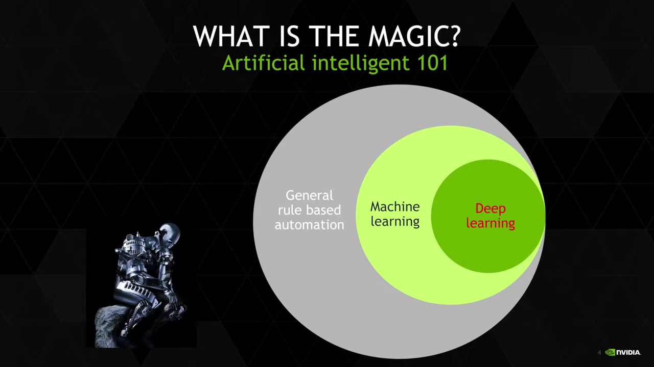On the biggest circle outside, we have this general way of doing work that we are all used to. And within it, there's this machine learning way of doing things. And within that, there's a deep learning aspect to this. So what does that mean?